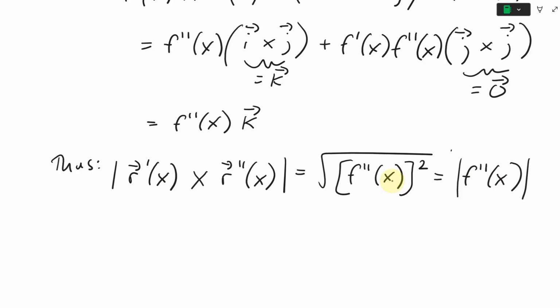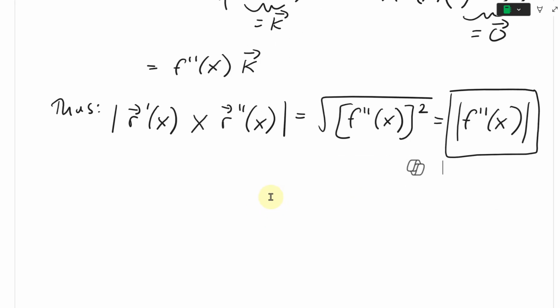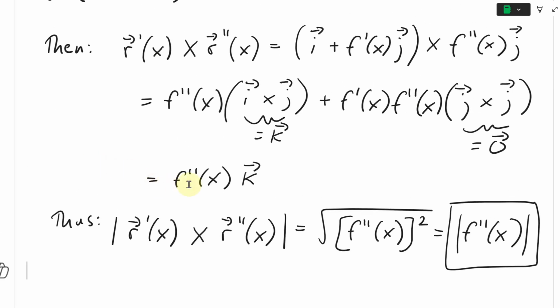Just make sure we have this, and I'll put another box around it. So it's the absolute value because we only want the positive values of it, not the negative, because it could be negative. So anyways, that's what we have.